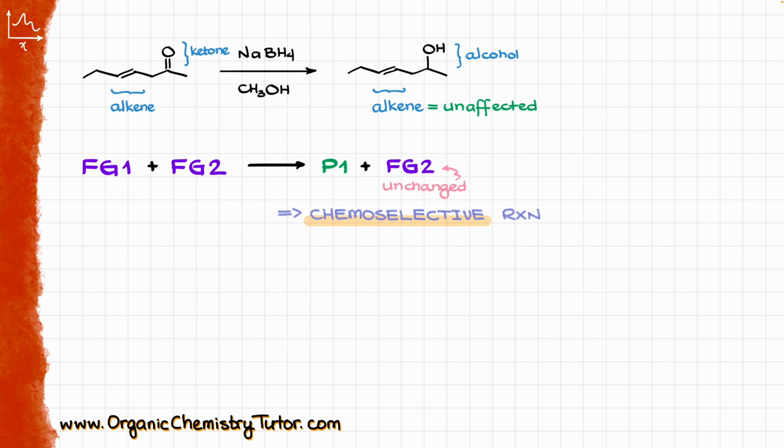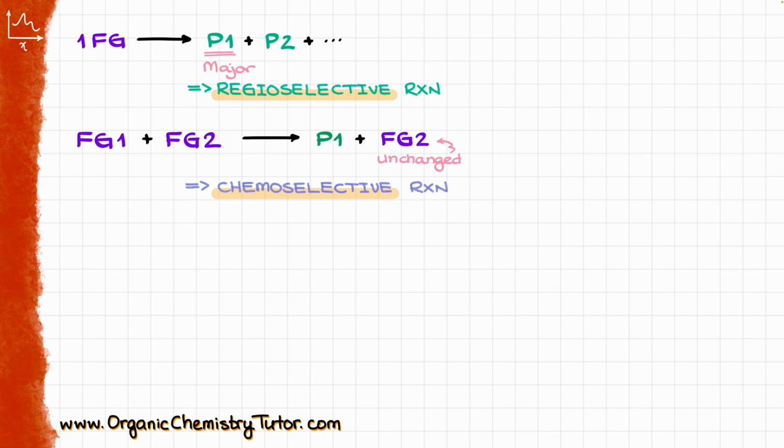And an important thing here to keep in mind is that those two terms are not mutually exclusive. A reaction can be both regio and chemoselective because those two terms describe completely different things.